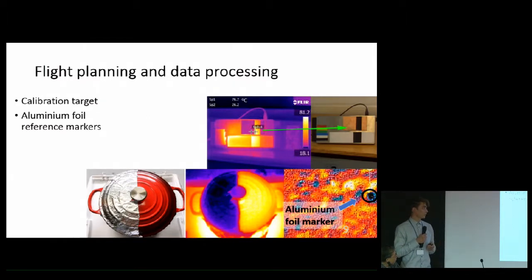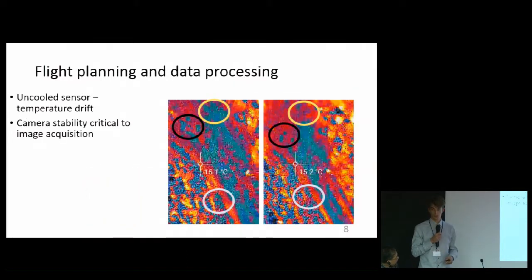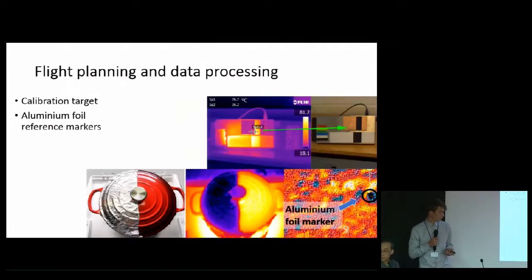Additionally, I'm using aluminium foil reference targets. One thing you might notice when you're looking at these thermal images is that they're quite abstract. It might be difficult to orient yourself in these images. So to be able to better orient myself in these images, I'm using aluminium foil targets with a very low emissivity. And because of this low emissivity, I can easily locate them in the field. If I distribute them in a known pattern, I can just easily look at the thermal images and know exactly where I am in the field.